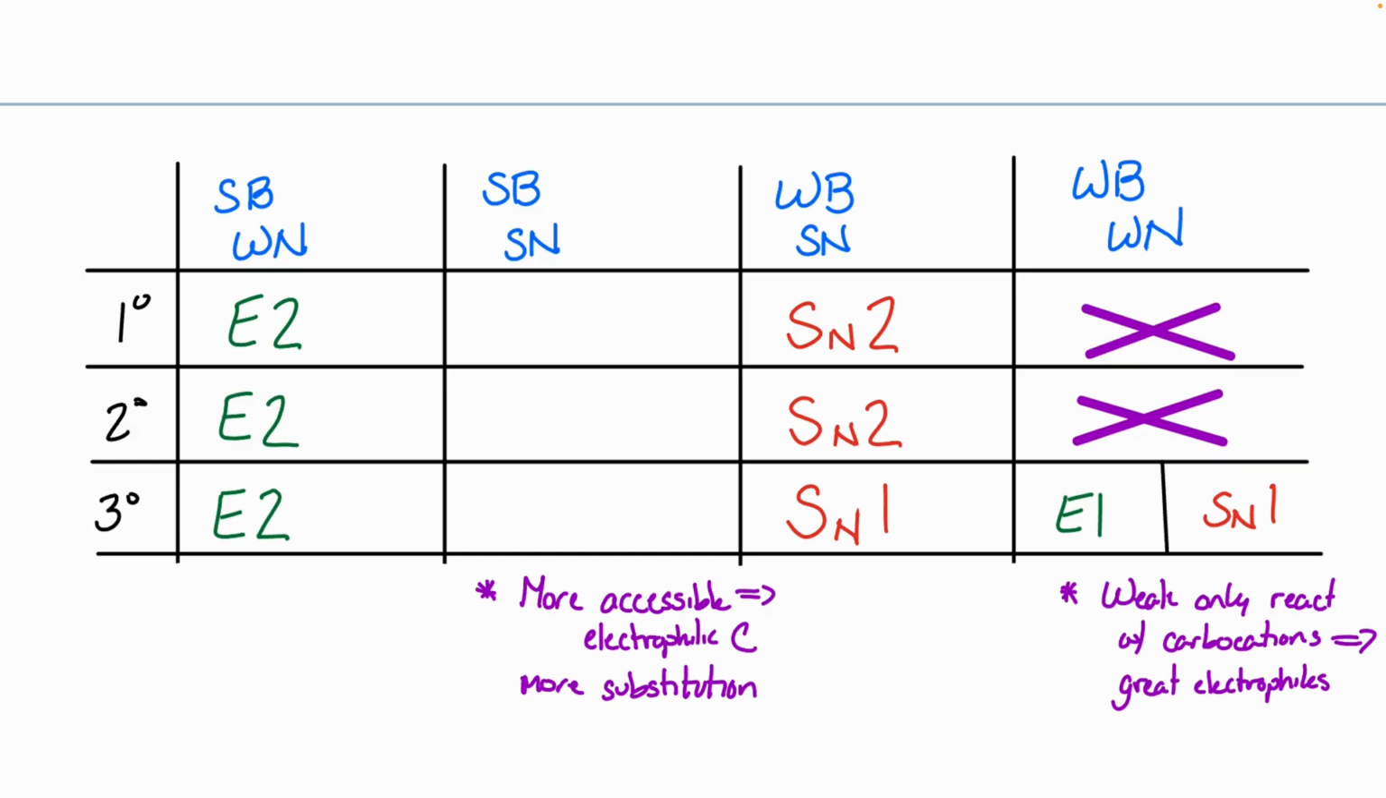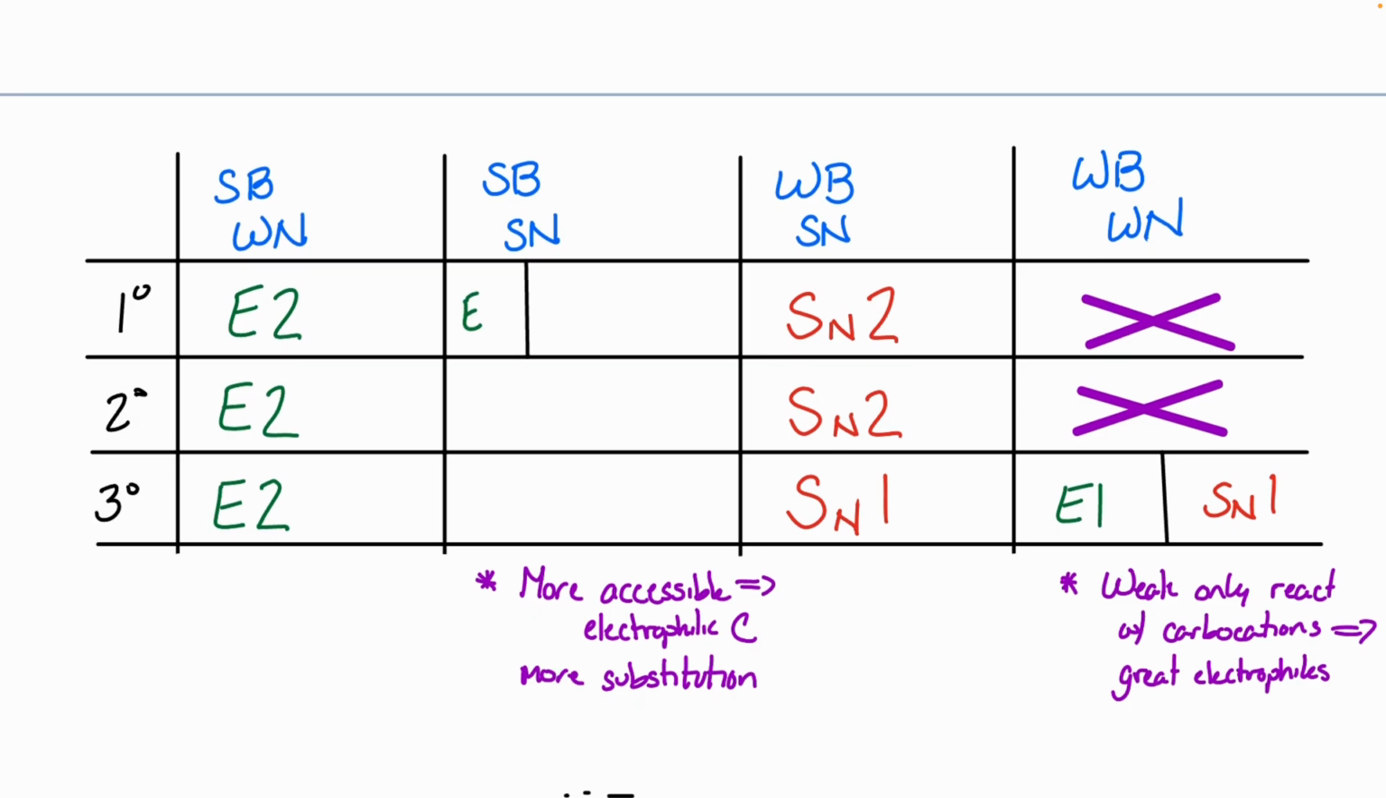Electrophilic carbon would imply more substitution. So primary alkyl halides, with their most accessible carbons, are going to prefer substitution and will only get a little bit of that elimination product.